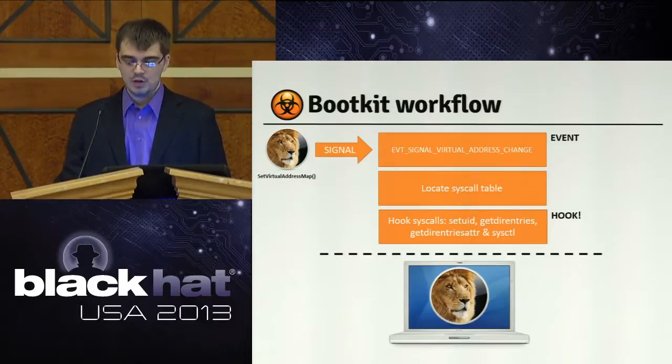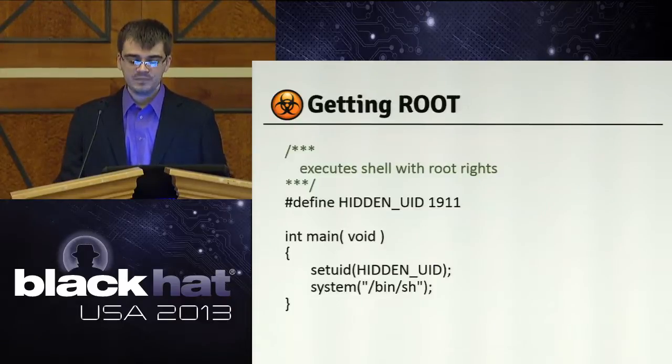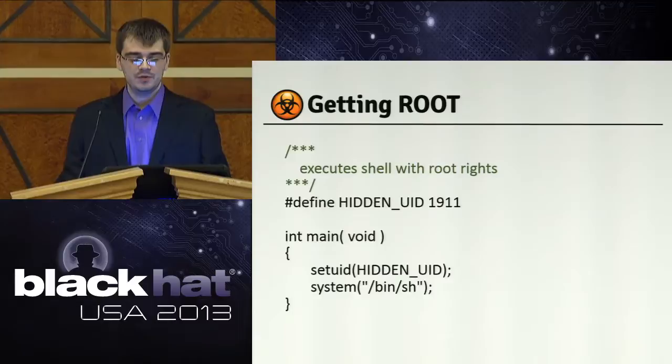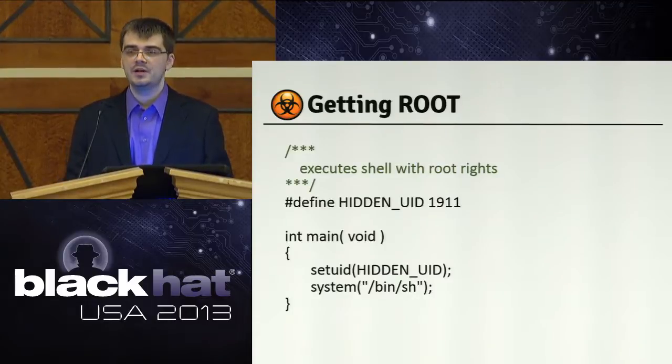So how do we actually get root? This is a small C application which actually enables you to get root. So we try to set our user ID to a specific number. This specific number has been hard coded inside the bootkit. So as soon as our bootkit at the kernel level sees this user ID, it knows to elevate the privilege of that process to root.